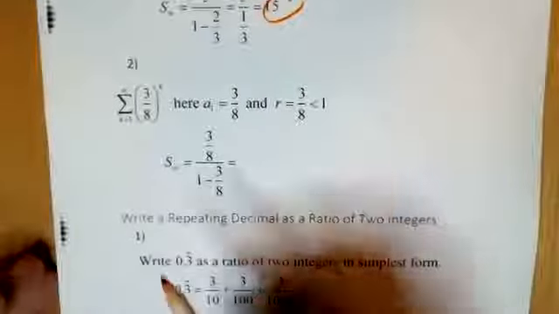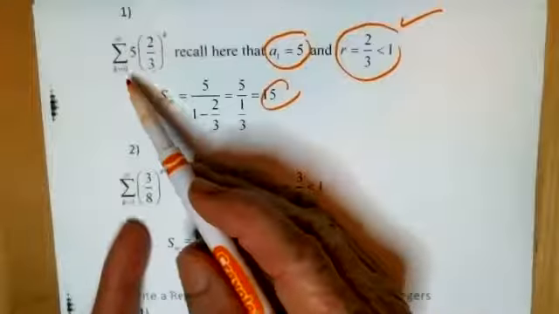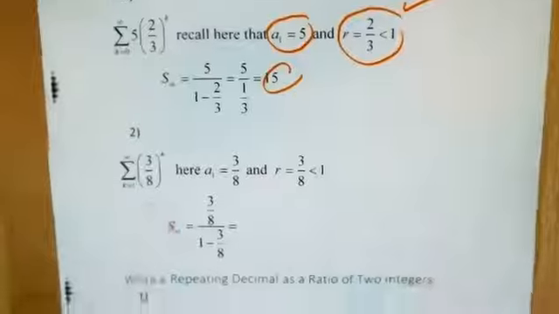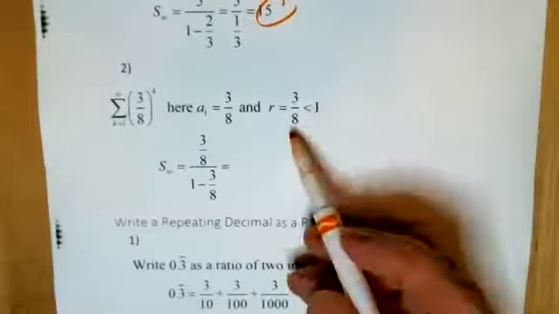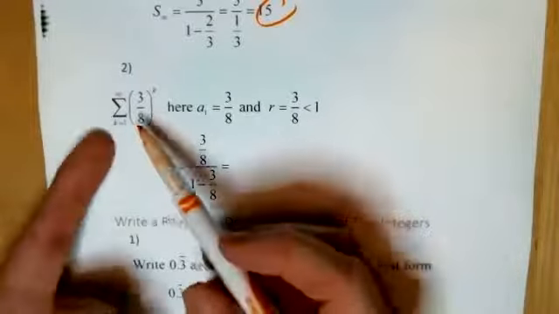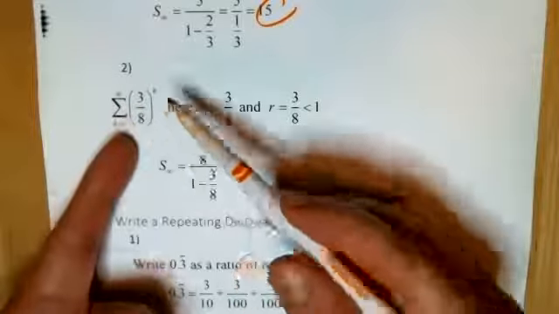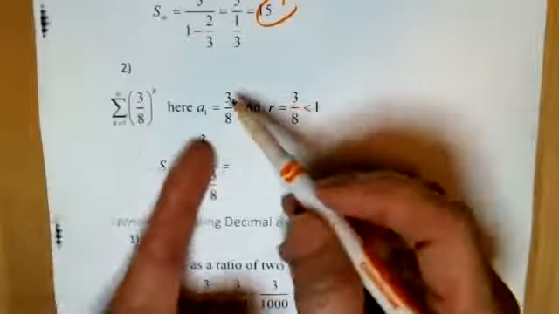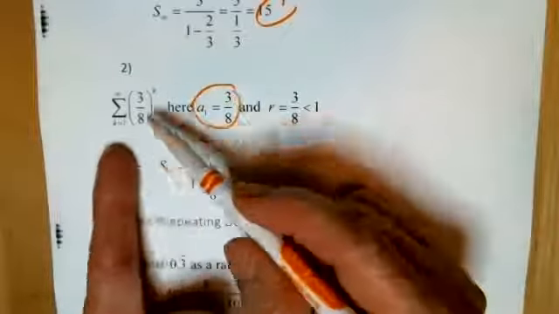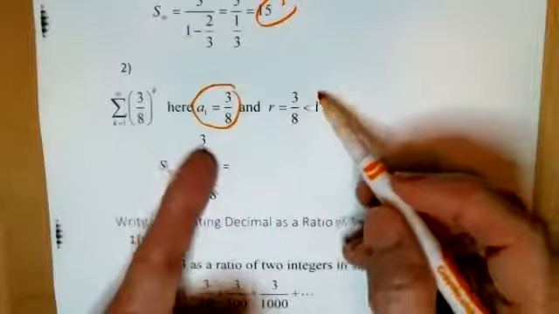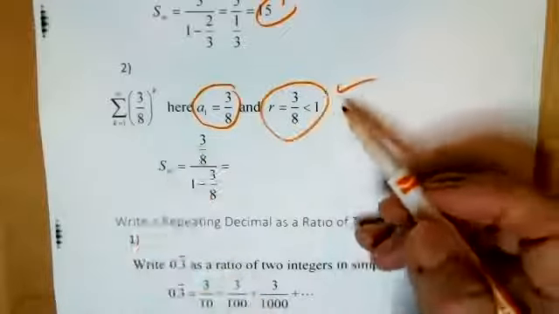Number 2, this one, notice the index is different. It doesn't matter where it starts. It's that it's going to infinity and that you have a ratio that's acceptable. So this one, the sum k equals 1 to infinity of 3/8 to the k power. So here, our first term is 3/8. Our common ratio is 3/8, and again, it fits the pattern.